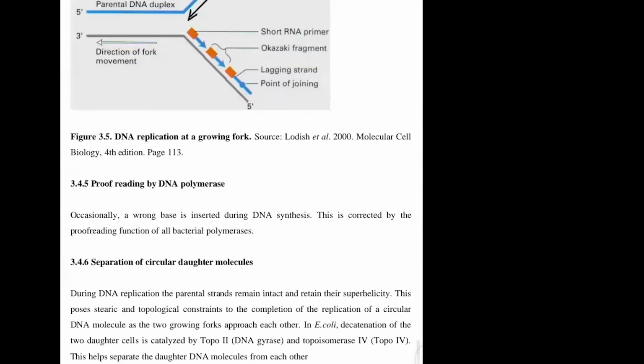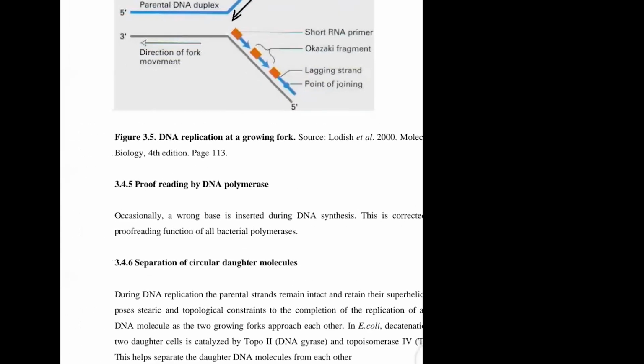So let us look at the replication fork. You've got a leading strand, you've seen the arrow there, 3' to 5' direction. Then the lagging strand, 3' to 5'. We've got the Okazaki fragments. Then we've got the direction of fork movement. Then we've got the parental DNA duplex, then the daughter duplex.